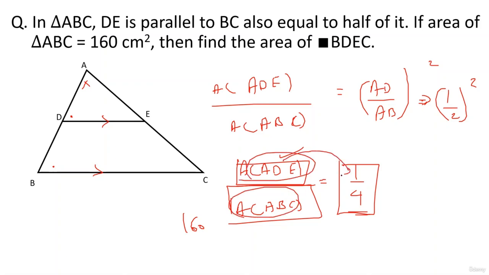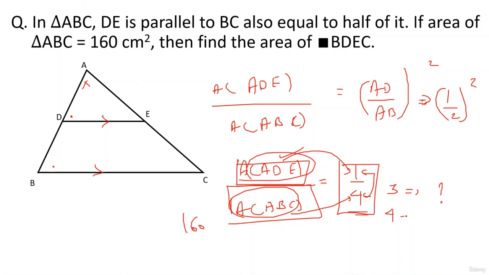ADE का एरिया अगर 1 है, ABC का एरिया कितना होगा? 4. What is the difference of these two, guys? Difference of 4 and 1 is 3 units, जो कि हमें एक्चुअल में find करना है, right? अगर 4 यूनिट्स पूरे ABC का एरिया है टोटल, और ADE का अगर 1 है, तो डिफरेंस क्या है दोनों का? 3 यूनिट्स. 3 यूनिट्स बेसिकली क्या है? The area of quadrilateral BDEC, right, जो हमें find करना है, right?